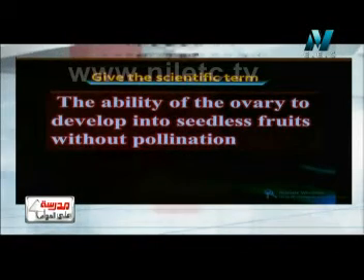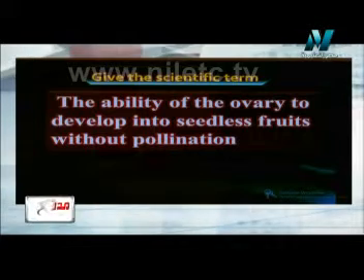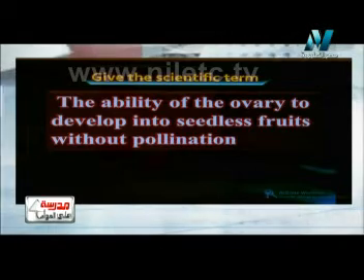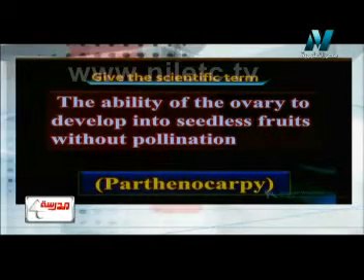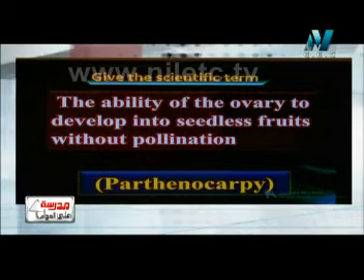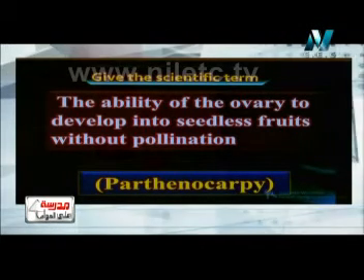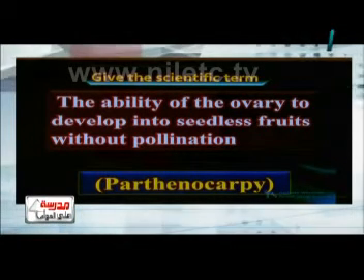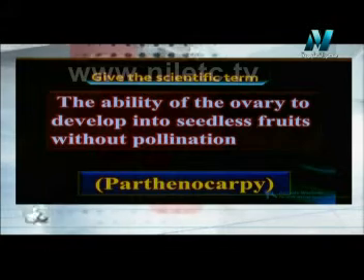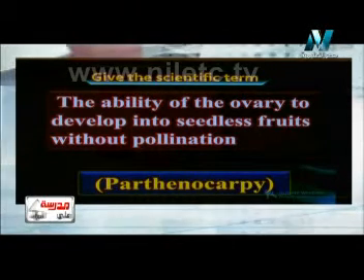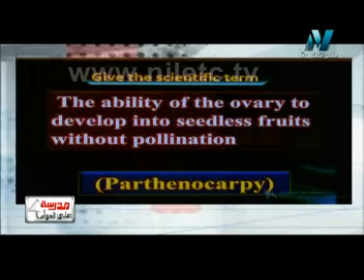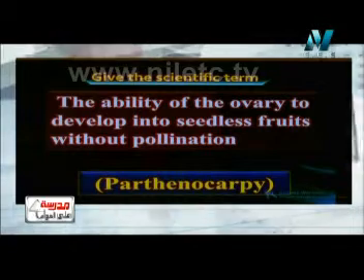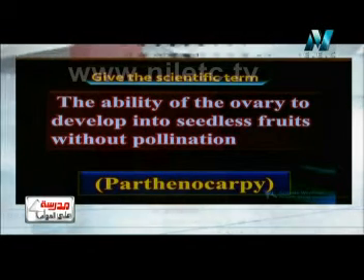The next. The ability of the ovary to develop into seedless fruit without pollination. Of course, that's called parthenocarpy. We should remember that the ability of the animal ovum to develop into a complete individual without fertilization is called parthenogenesis, which acts as a kind of asexual reproduction. But the formation of seedless fruits, the stimulation of the ovary to change into fruit without seeds, is not a kind of reproduction, but just the growth of the ovary and its change into fruit.